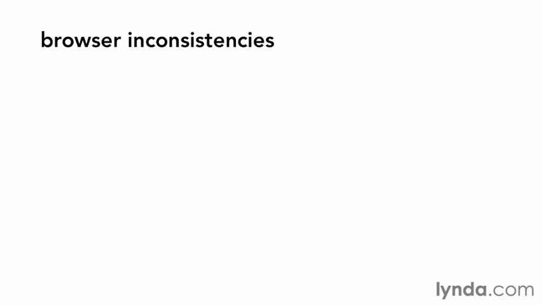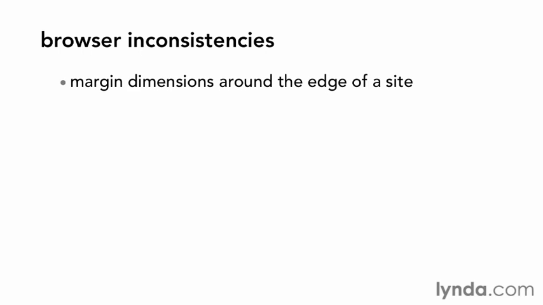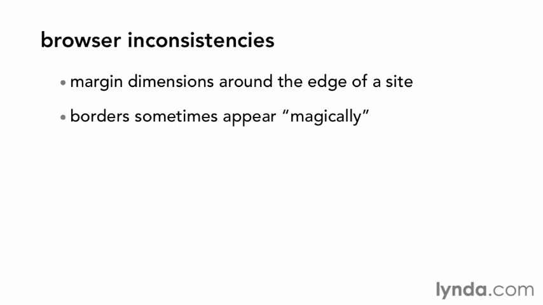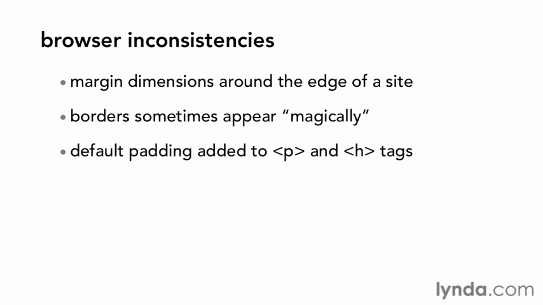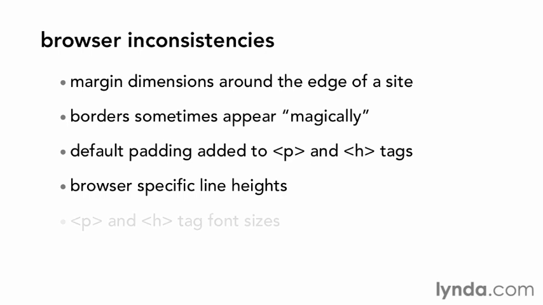The first thing we need to talk about are the inconsistencies that browsers have just by nature. By default, browsers automatically have different margin dimensions around the edge of a site. They also have borders that sometimes magically appear around certain elements. They often give you a default padding added to your paragraph and heading tags. They also have browser-specific line heights, and they have specific font sizes set up for paragraph and header tags as well. All of these put together make for a very inconsistent look across the many spectrums of browsers that we have to target.